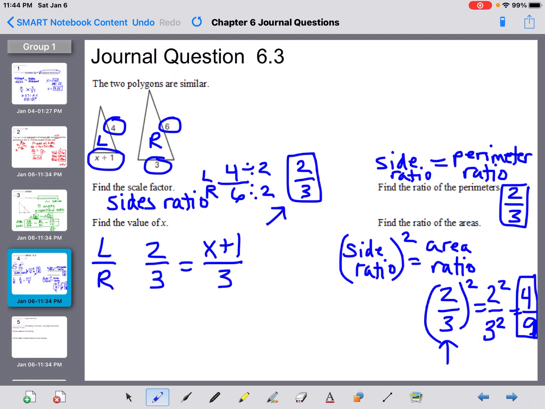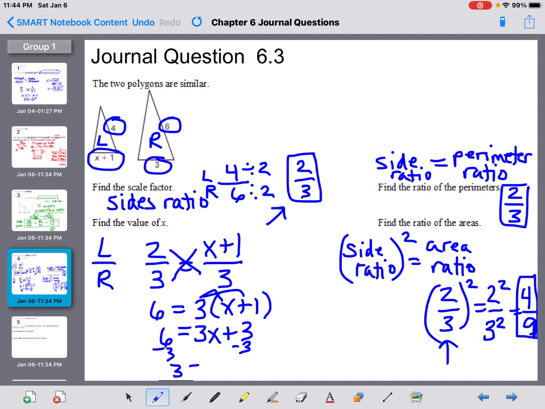So there's my proportion, solving, multiply those extremes together. 2 times 3 is 6. When I multiply my means, I have 3, and it has to go to that entire term or both of those, so put a parenthesis around them. We're going to distribute. 3 times x is 3x. 3 times 1 is 3. Subtract my 3, and I get 3 equals 3x. And I divide by 3, and my x is going to equal 1.